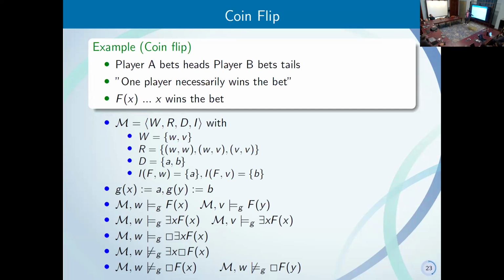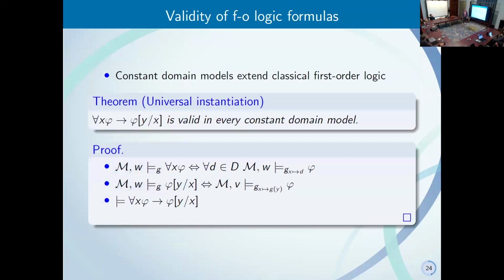Because this would mean I can find an element in the domain which necessarily wins the game, right? So that would mean I can find an element here, either A or B, such that box will hold for this formula. Why is this not the case? Well, if I choose A, I can find a counterexample by this person not winning in the world B. But if I choose B, I find a counterexample in that one. So here we have necessarily someone wins the game, but it's not the case that there is someone who necessarily wins the game.